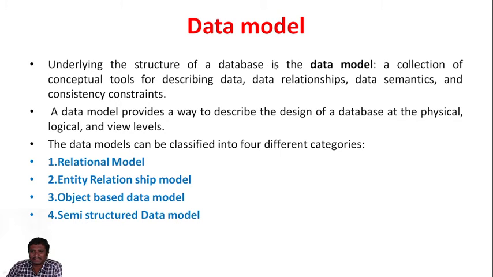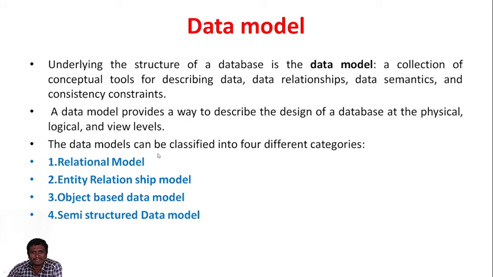The structure of the database is the data model, a collection of conceptual tools for describing data, the relationship between those data, the data semantics, and the consistency constraints applied to the data. A data model provides a way to describe the design of a database at physical, logical, and view level. We already discussed the various levels of data abstraction: physical level, logical level, then view level.